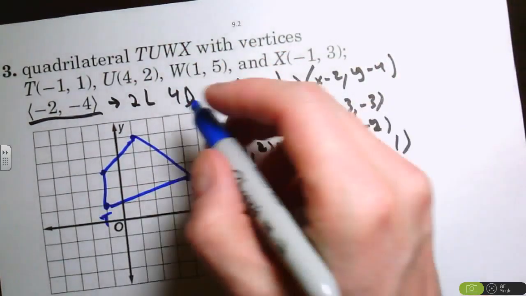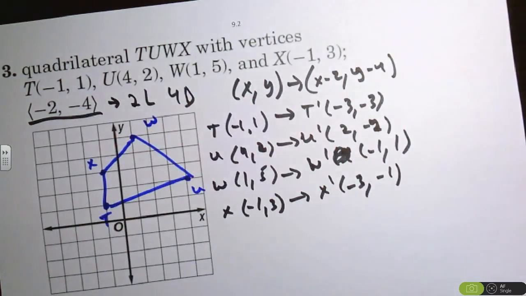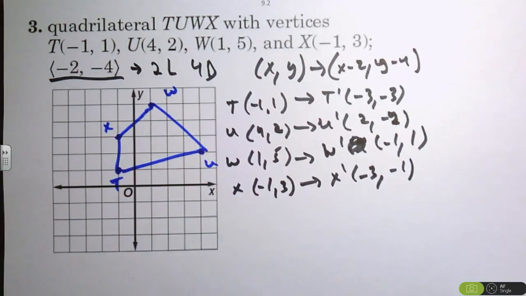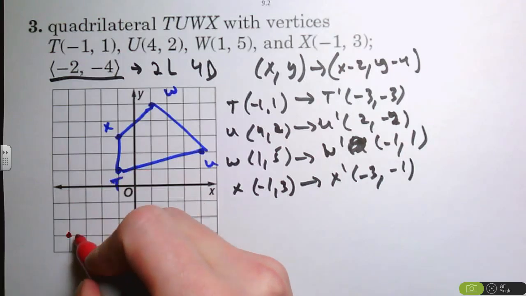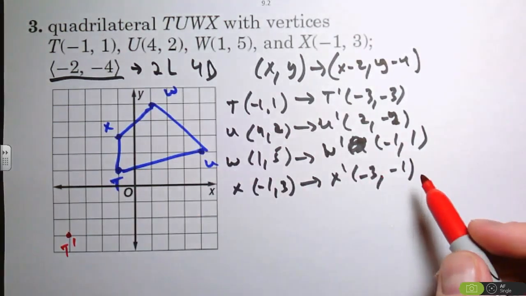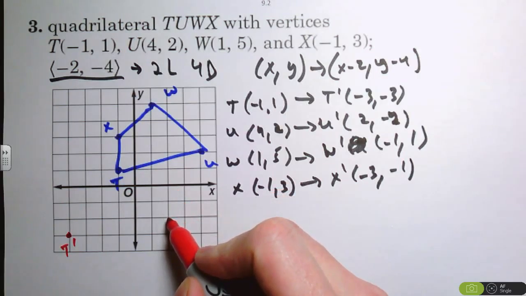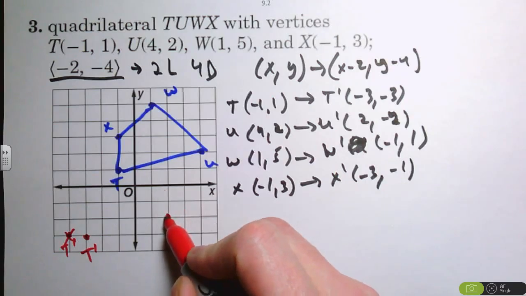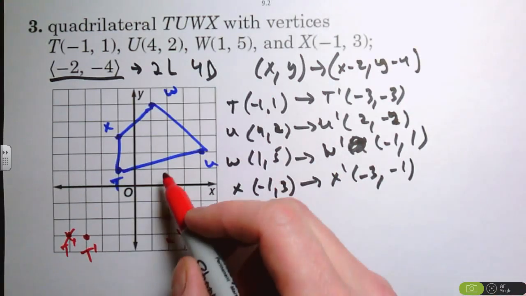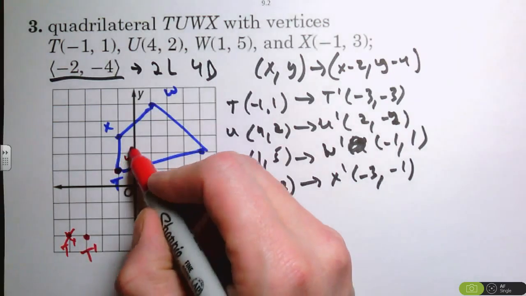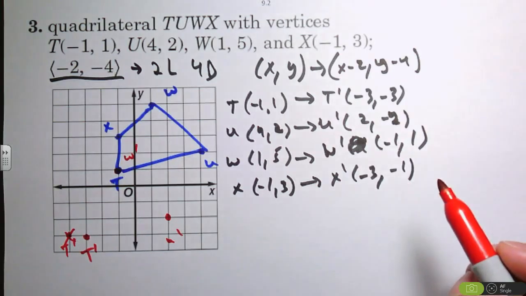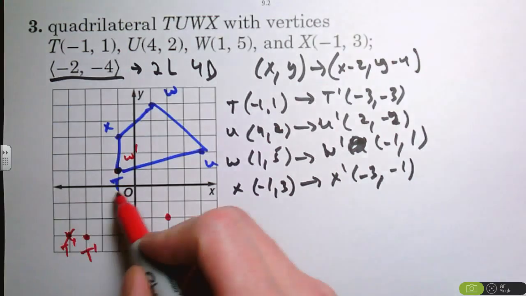So T, U, W, X. And then in red, I'm going to have this figure and just move it left 2, down 4. But the points I could do that with now. So T is at negative 3, negative 3, T prime. U is at 2, negative 2. Oh, I went one far over too many here. So that didn't look right. That's not T prime. Here, that's T prime. And then U is at 2, negative 2, U prime. W prime is at negative 1, 1. And then X prime is at negative 3, negative 1.